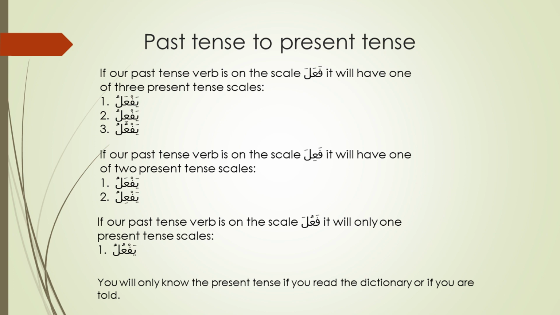So fa'ala has 3. If our past tense is on the scale fa'ila with a kasra on the ain, the present tense will be either yaf'alu or yaf'ilu. And if our past tense is on the scale fa'ula with a dhamma on the ain, it will only have one present tense scale, that is yaf'ulu. And I mentioned at the end, the only way to know the present tense is either you are told, or you have to read or check the dictionary.